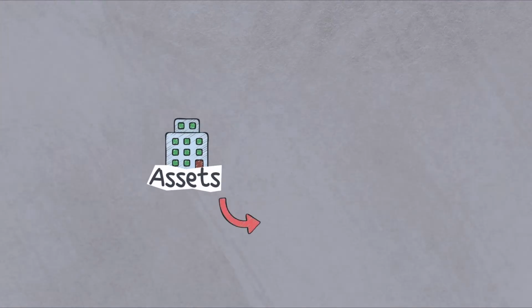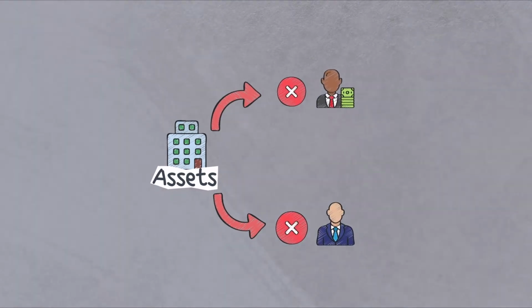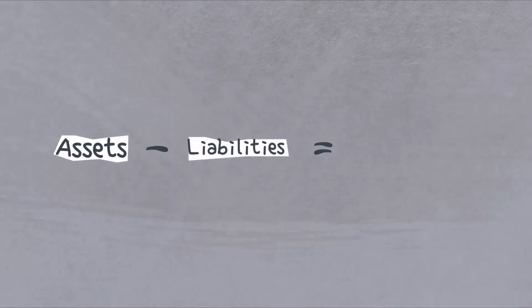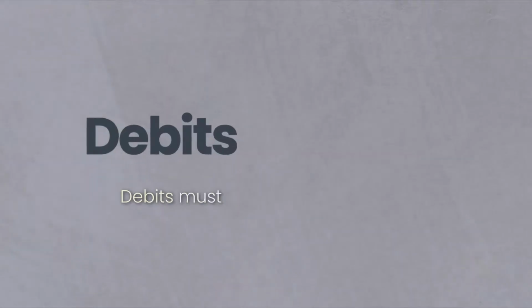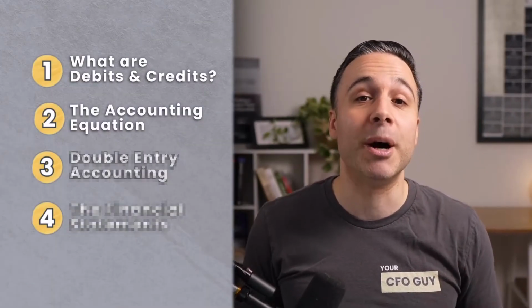It's impossible for the business to own an asset that is not owed to either a creditor or an owner of the business. Or another way to look at it, if you take your assets and subtract out your liabilities, you'll get the net worth of the business or how much the owners can claim. And as we'll soon see, just like assets must always equal liabilities plus owner's equity, debits must always equal credits. And that's what brings us to our third topic, double entry accounting.